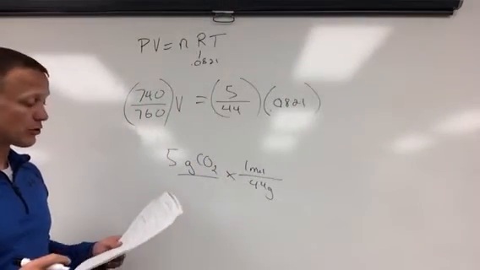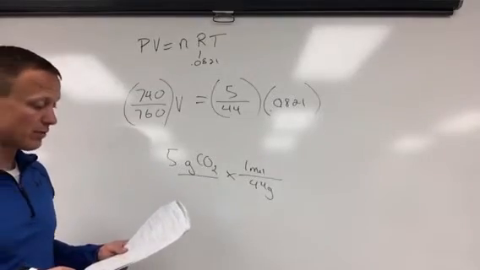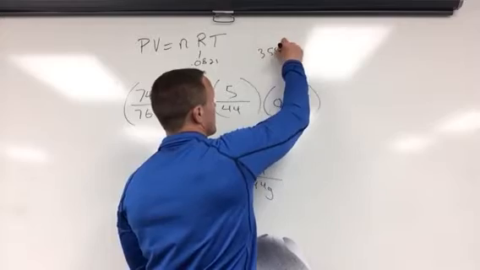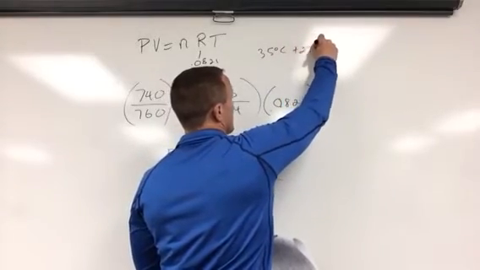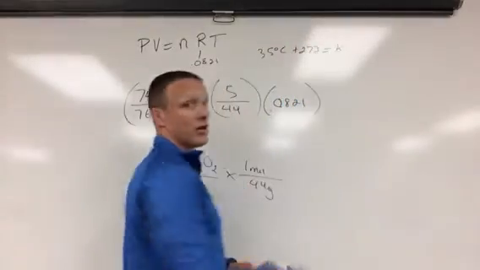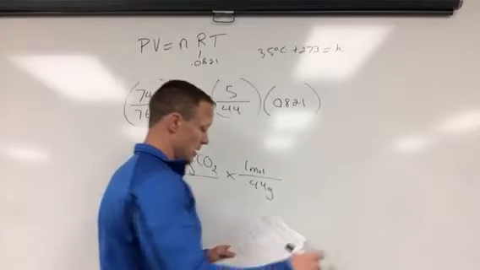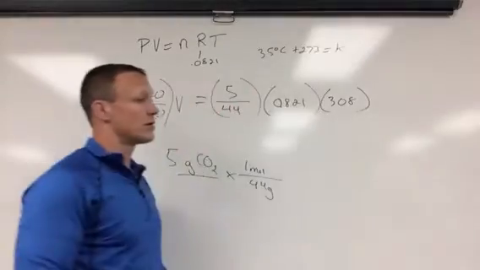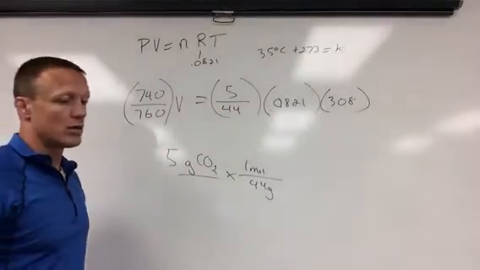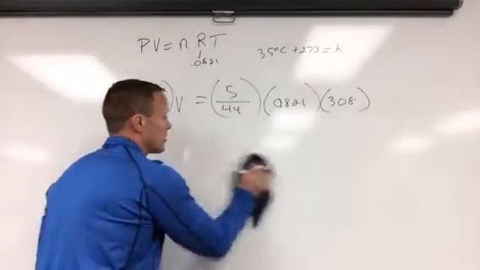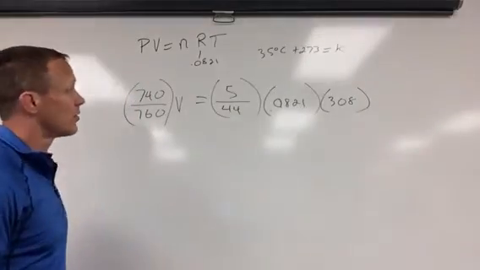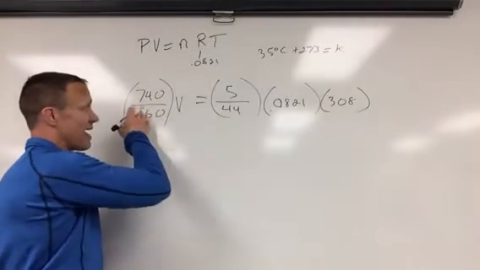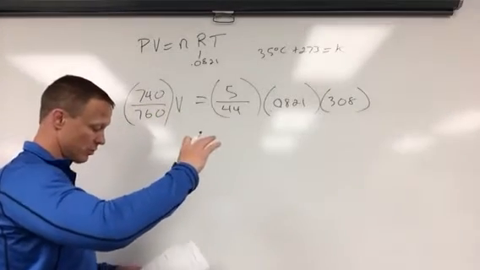And our temperature, make sure we change it into Kelvin. So we had 35 degrees Celsius plus 273 equals our Kelvin temperature, which would be 308 Kelvin. Now it's just a little bit of algebra. I would multiply these 3, divide by this. Multiply those 3, divide by that.